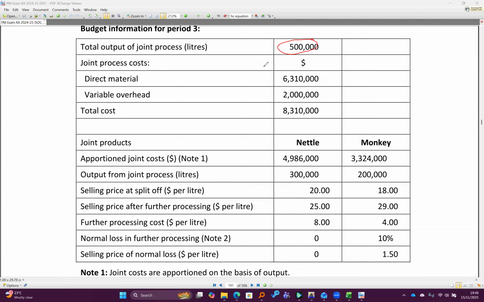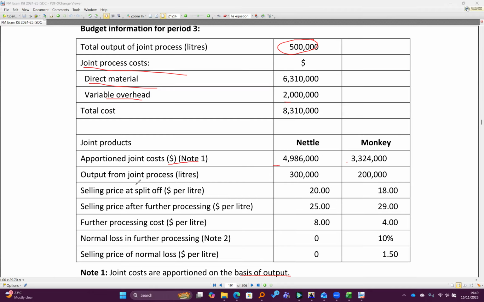But the process costs before you reach that point, we have incurred material of 6.3 million and variable overhead of 2 million. By the time we reach this point for the joint process costs, now the products are here. So of the 8 million, they are apportioned like this, and they are telling us something down here, that they are apportioning them on basis of output. So that means that we can from here know how many liters were for netto, how many were for monkey.